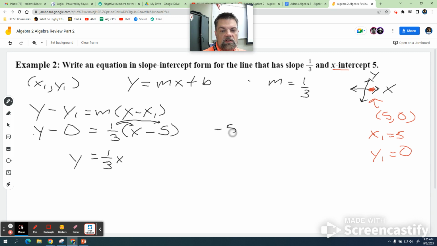And then what is 1/3 times -5? Well, remember, don't forget this negative sign. So it's really technically -5/1 times 1/3. Remember, when you multiply fractions, you just go across the top and across the bottom. So -5 times 1 is -5. 1 times 3 is just 3. So then the y-intercept for this thing is -5/3.